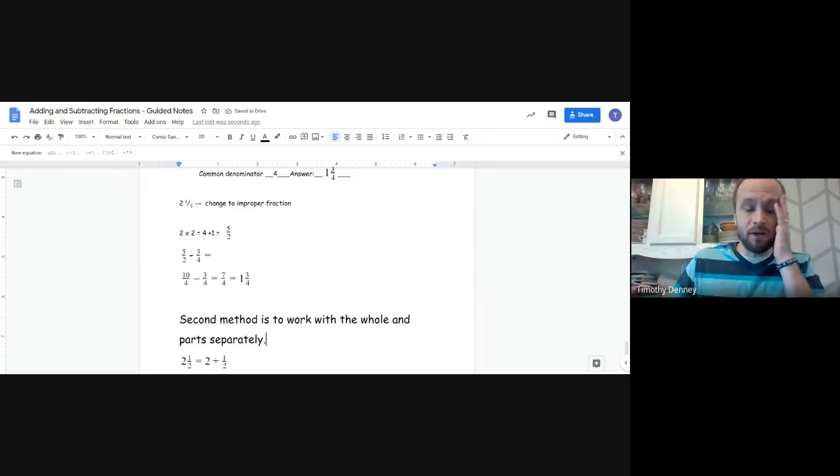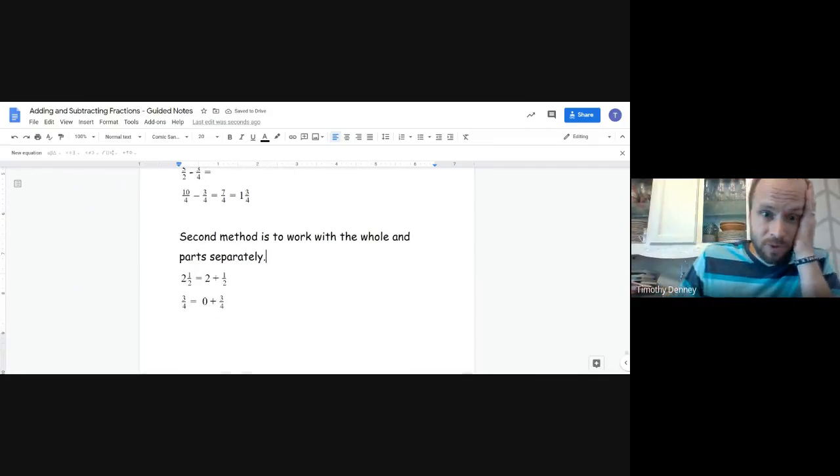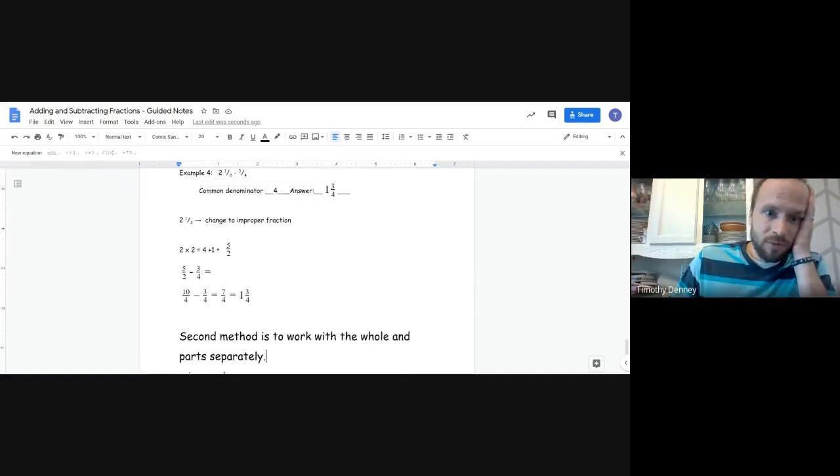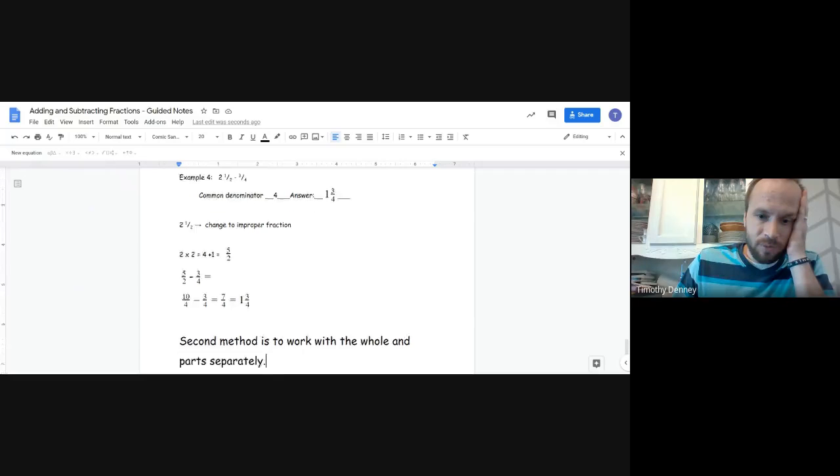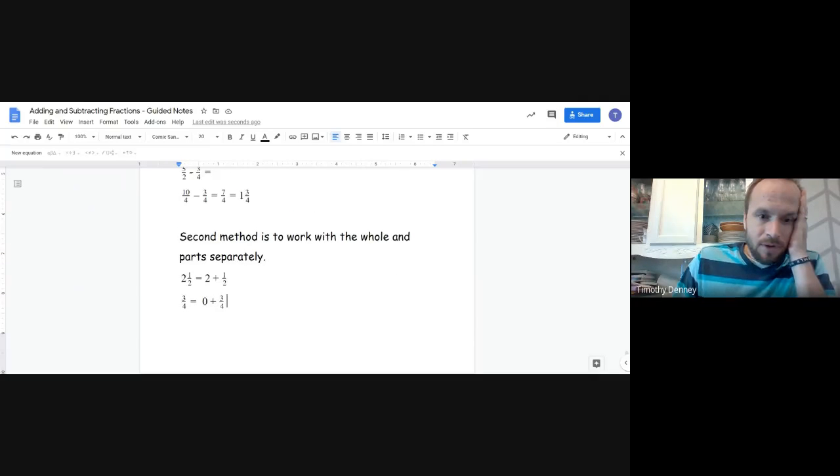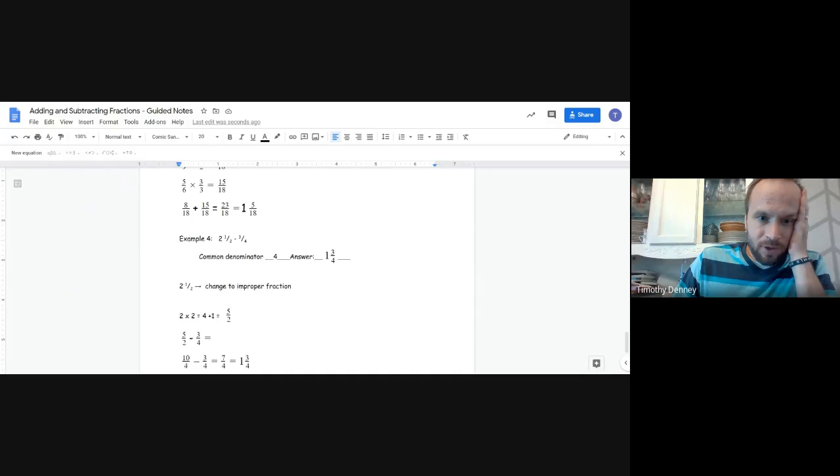This only works for adding and subtracting, by the way. Multiplying, dividing, it gets a little more complicated. You want to stick with the improper fraction method. All right, now if I know these two facts, then I can work with these things separately. So I'm subtracting 2 1/2 minus 3/4.